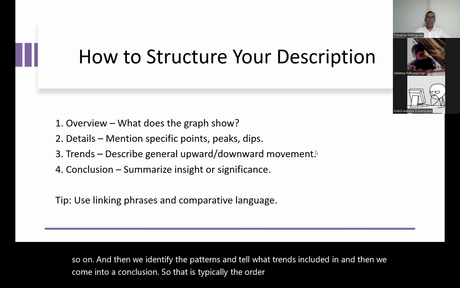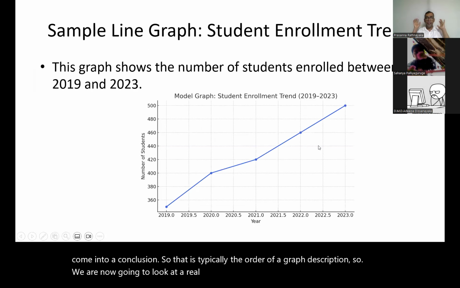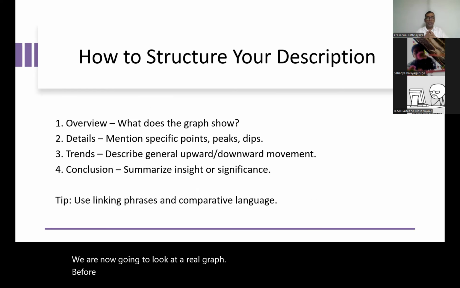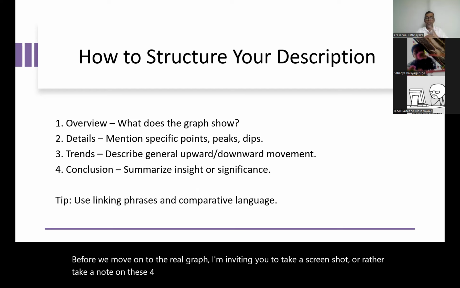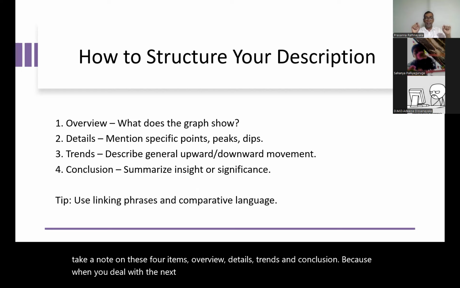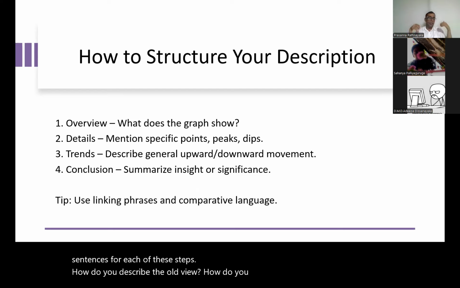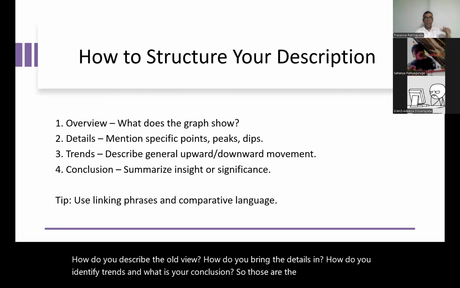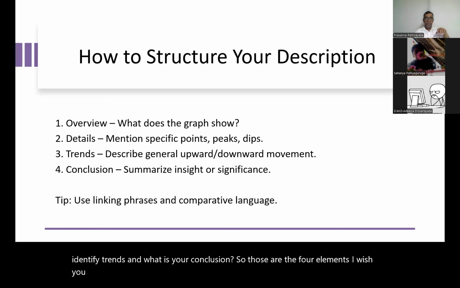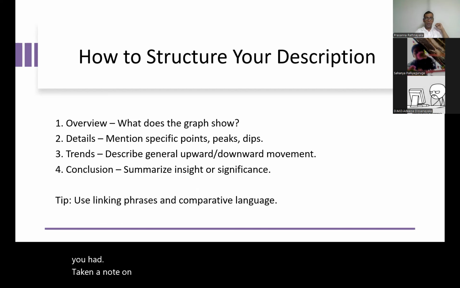So we are now going to look at a real graph, right? Before we move on to the real graph, I'm inviting you to take a screenshot or a note on these four items: overview, details, trends, and conclusion, because when you deal with the next graph, you're going to take one sentence or a couple of sentences for each of these steps. How do you describe the overview? How do you bring the details in? How do you identify trends? And what is your conclusion? So those are the four elements. I wish you had taken a note on it. And now we are moving on to see the graph.